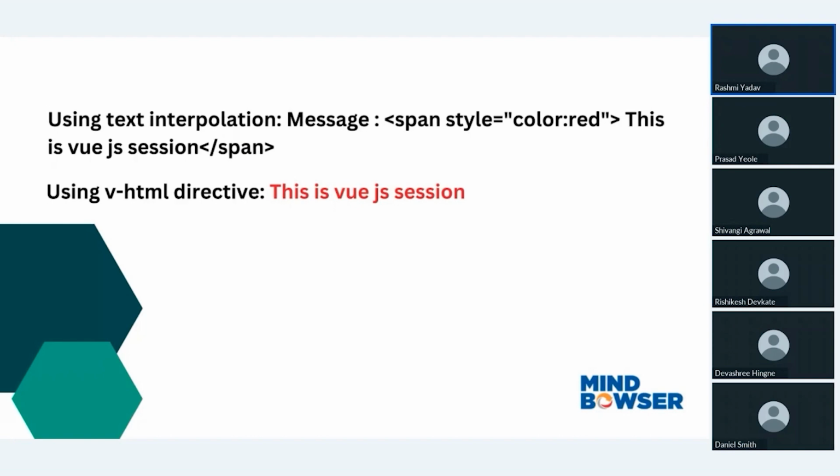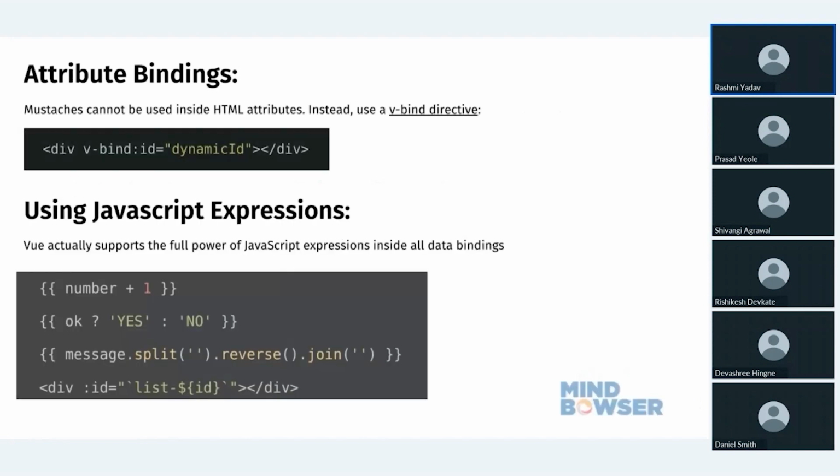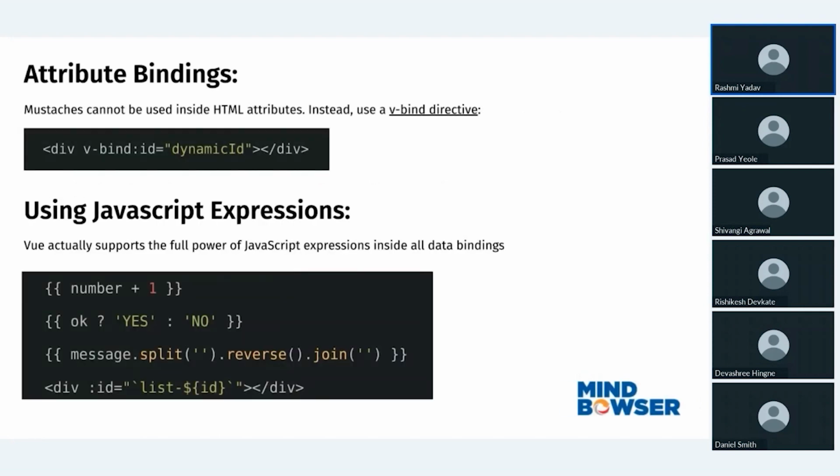So moving on to the next, attribute binding. Basically, mustache cannot be used inside the HTML attributes, and instead of that, we use the v-bind directive. So what this particular piece of code is doing, inside the division, we are binding this div with the ID using v-bind. And then using JavaScript expressions. Vue actually supports the full power of JavaScript expressions inside all the data bindings.